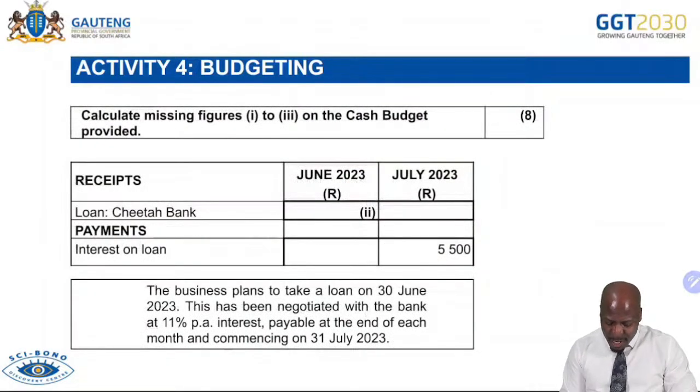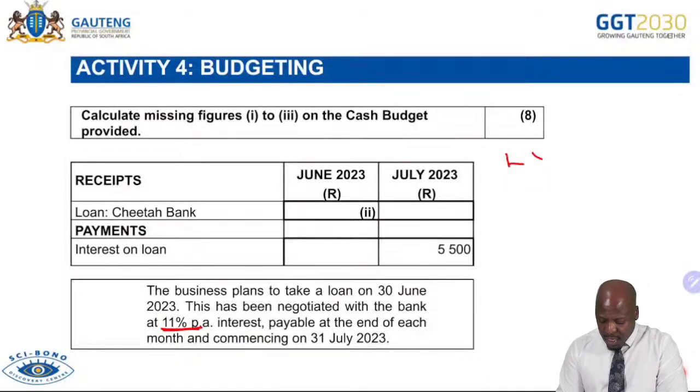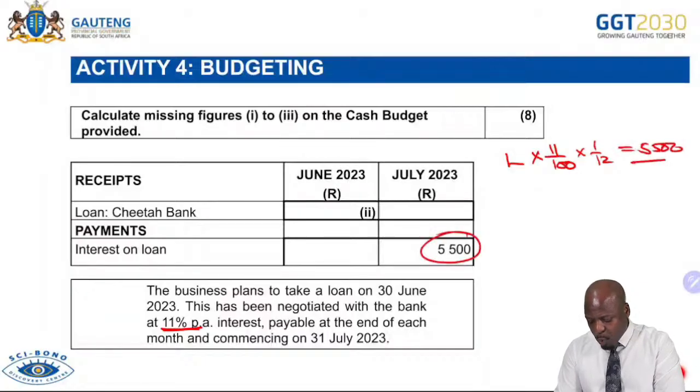Number 2 then says, loan. Okay, we've seen these type of questions several times. The business plans to take a loan on 30 June 2023. This has been negotiated with the bank at 11% per annum. Interest payable at the end of each month and commencing on the 31st of July 2023. Okay, so we have a loan that we have taken. We don't know the amount, but that loan that we have taken, if we say multiply by 11 over 100, multiply by 1 month over 12, that is giving us this amount, the 5,500. This is what we're being told.